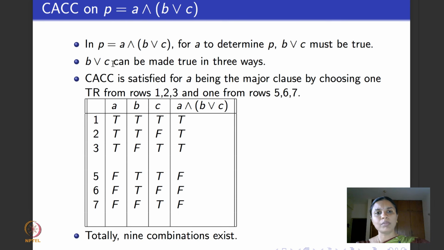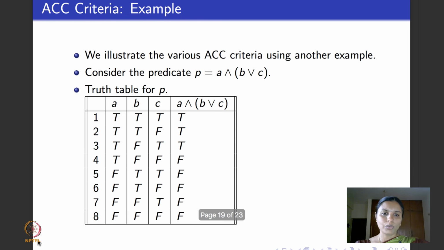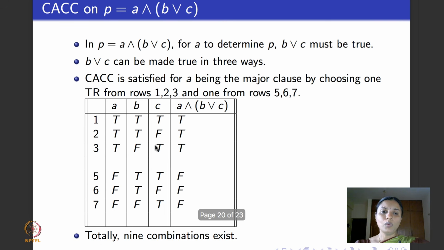You could make both B and C true. You could make one of B or C true. So in three different possible combinations of true false values for B and C, the predicate B or C will be true. So what I have done is I have pulled out rows from this row table, only those rows which will help you to get the coverage criteria of CACC satisfied. So CACC for A being the major clause can be satisfied by making A true once, which means choosing one of rows 1, 2 and 3.